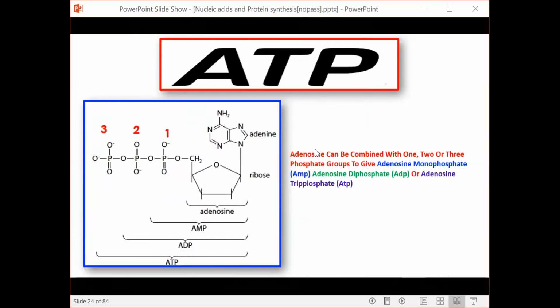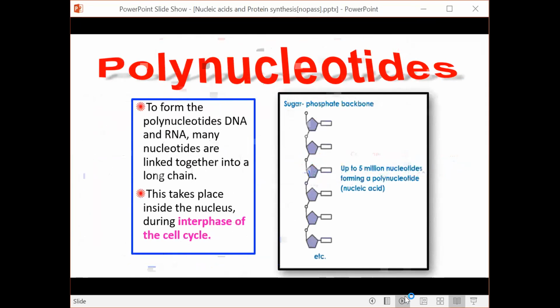ATP, as I had explained earlier, is adenosine that combines with phosphate. When one phosphate is added, it is adenosine monophosphate. With another phosphate, it is diphosphate, and with three, it is triphosphate. This is the energy molecule. Anyway, this again we will discuss; it will come across in the chapters on respiration and photosynthesis. So when we are joining these, we are getting polynucleotides.